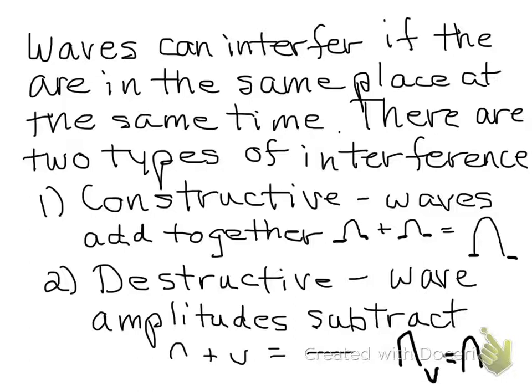I have two examples. The first one is complete destructive interference. The second one here is partial destructive. I have a big wave and a smaller wave on the opposite side. They add to form a smaller wave. Once these pulses interfere with one another, they continue on as if they had never met.